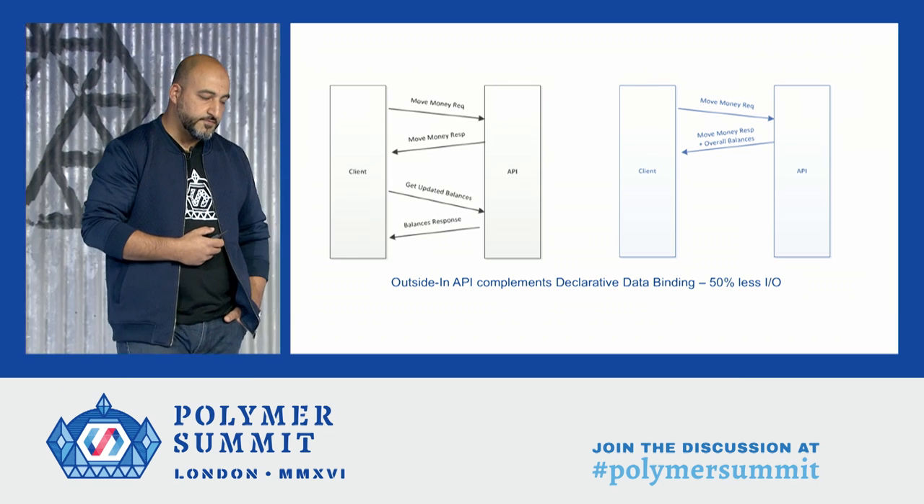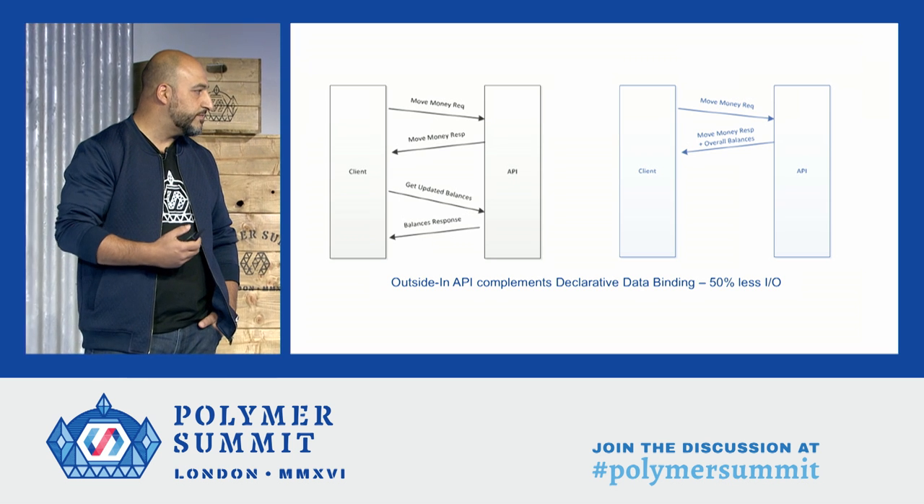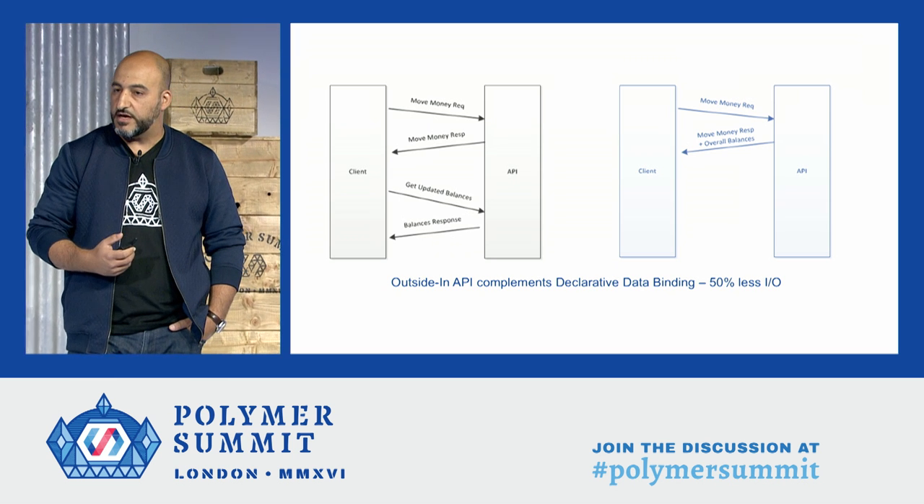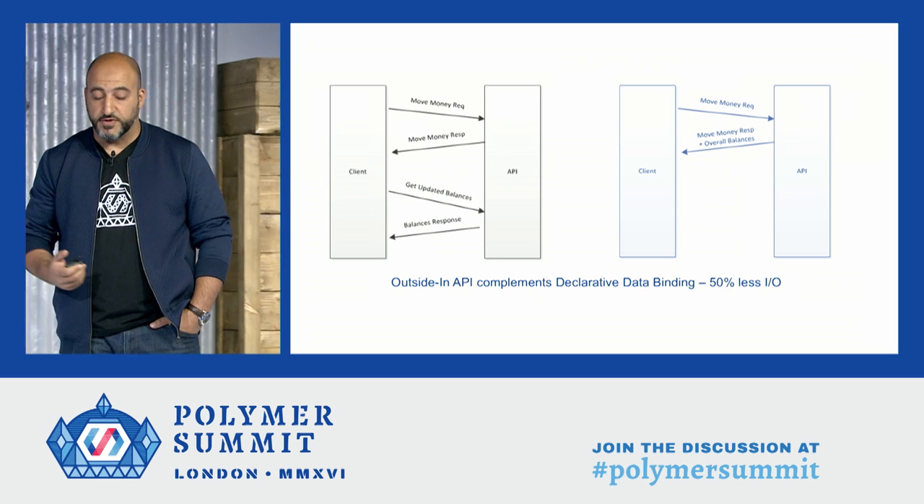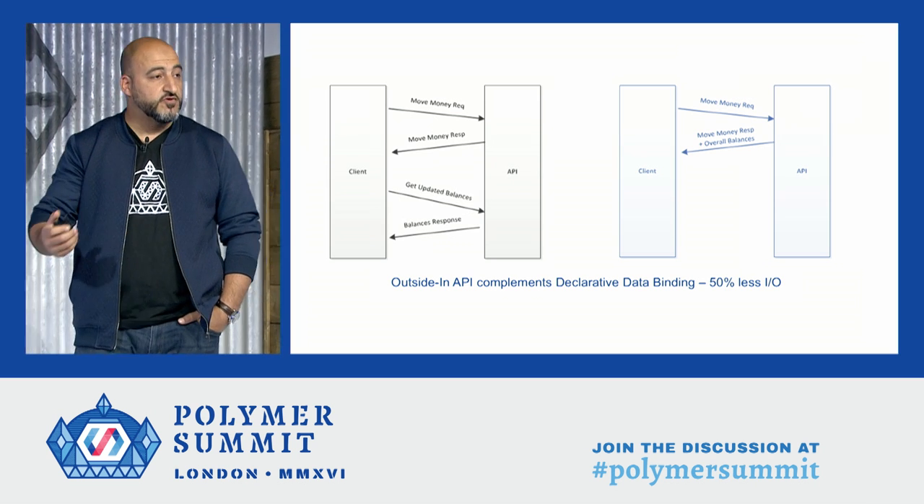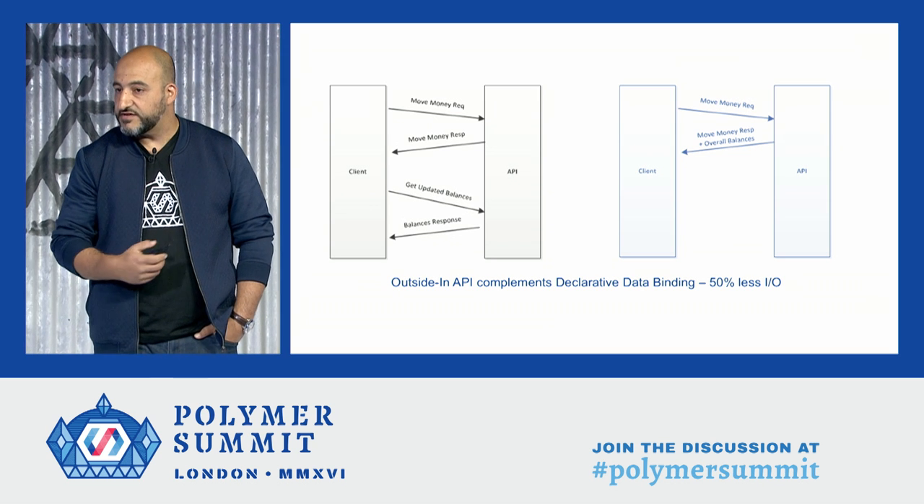It goes a little bit further. We also have to take a look at the way we do APIs, because we want to minimize the chattiness between components and back-ends. So our responses are now rich responses. And it means that when I move money, I also get the balance back and the list of accounts.